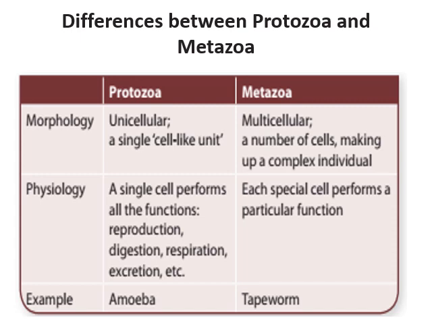Differences between protozoa and metazoa in morphology: as we said previously, protozoa are unicellular, a single cell unit, while metazoa are multicellular, a number of cells making up a complex individual. Physiology: these single cells perform all the functions for life, like reproduction, digestion, respiration, excretion, etc. While in metazoa, each special cell performs a particular function. Example: amoebae for protozoa and tapeworm for metazoa.